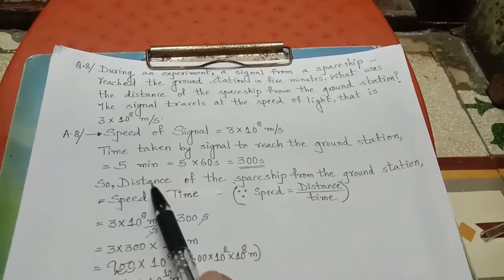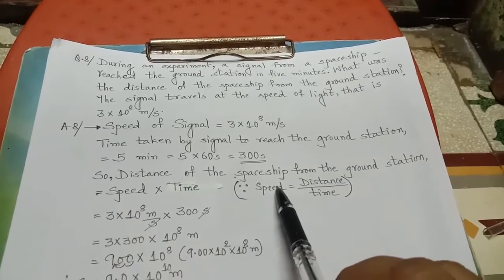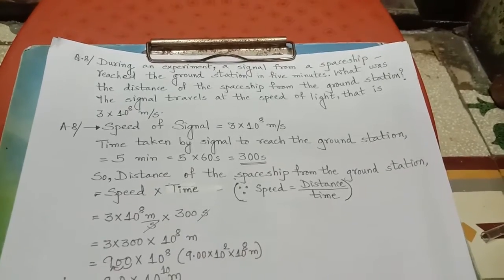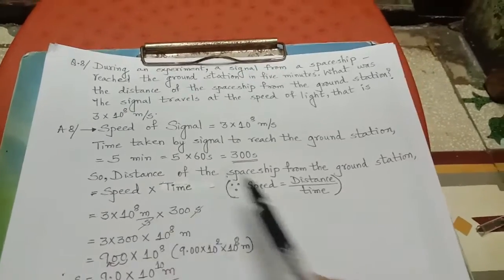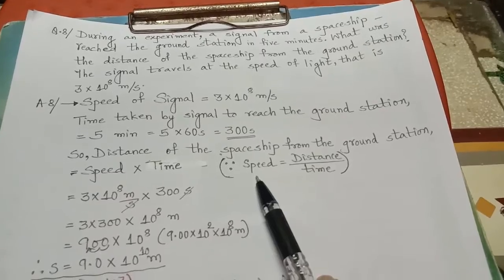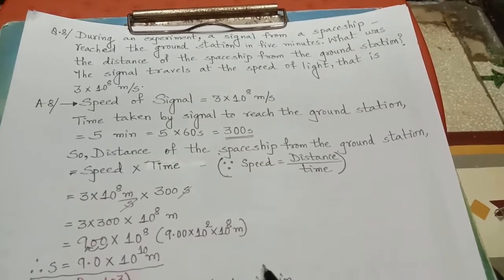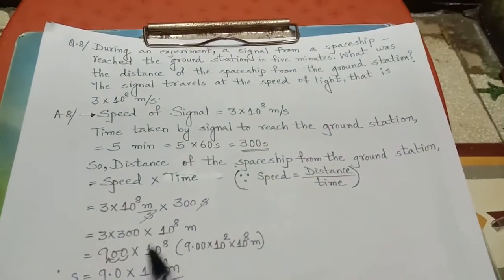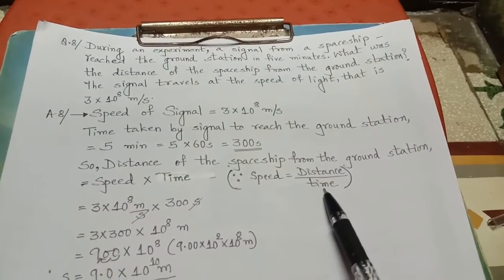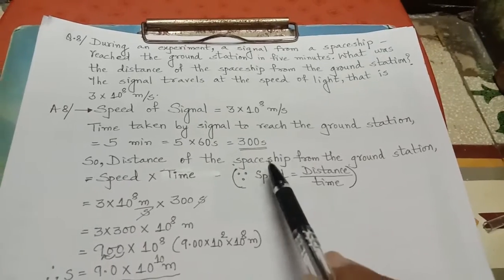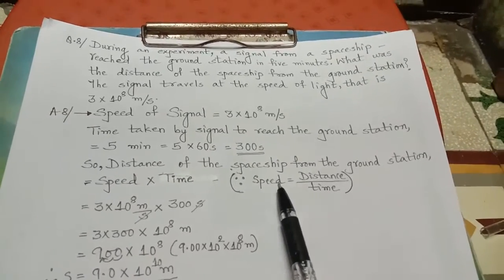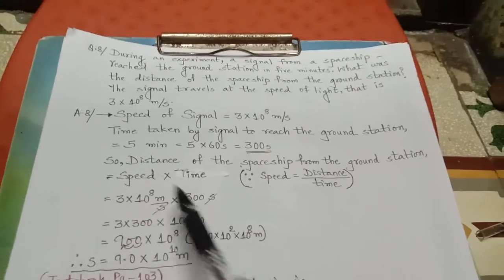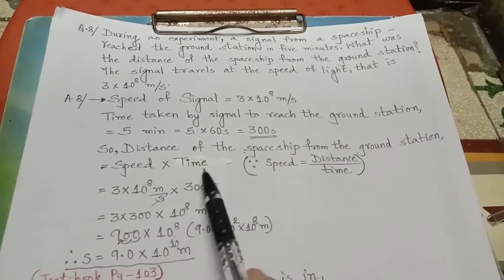So distance of the spaceship from the ground station is equal to speed into time. How we will get it? Let us see here. We know that speed is equal to distance upon time. Now here we have speed of the signal and we have time. So if we take this time from the denominator to the left hand side, it will go to the numerator. So time multiplied by speed will give us distance. So here distance is equal to speed into time.